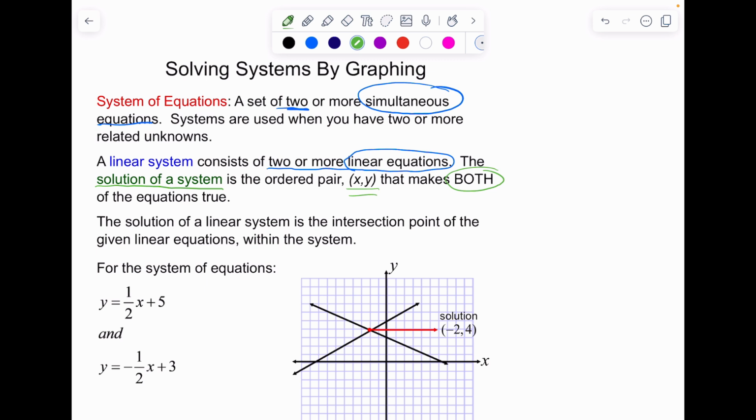So if you think you have a solution to a system, go ahead and check yourself. Plug that ordered pair into both equations that were given. If both of them render true statements, then that is indeed the solution of the system.